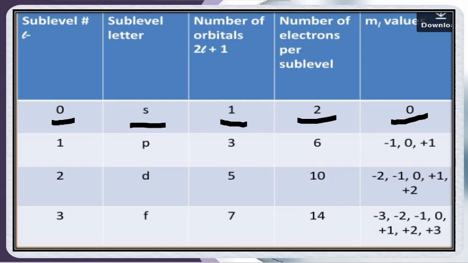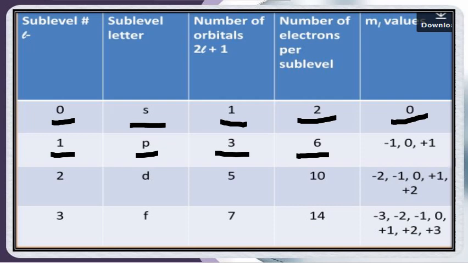Now here, when the value of L is 1, it means the P subshell is present. It is further resolved into 3 orbitals. Each orbital can hold 2 electrons. So the total is 6.